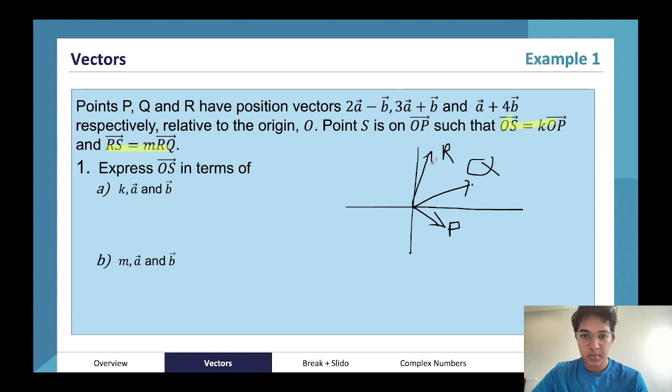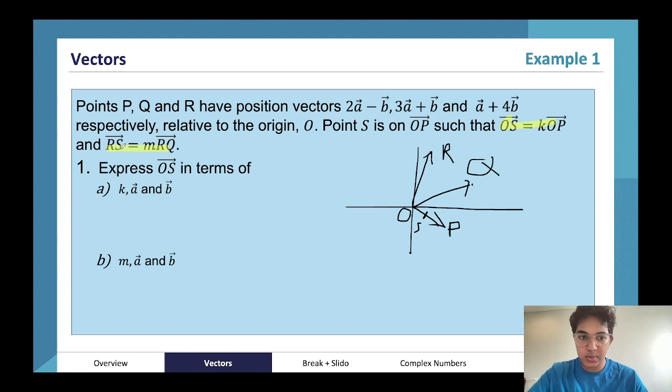Okay, cool. And point S is on OP. So O is there, such that OS is parallel to OP. So that makes sense. It tells us same direction. So OS is parallel to OP. And also RS is parallel to RQ. Okay, so part A wants us to express OS in terms of k, a, and b.